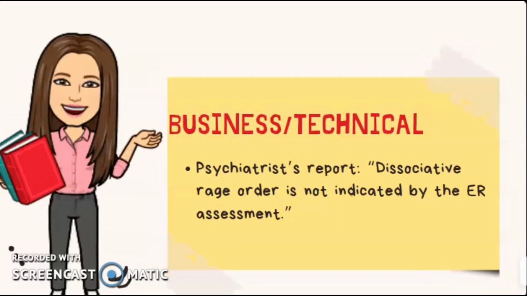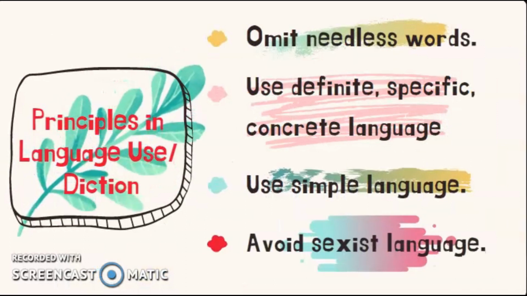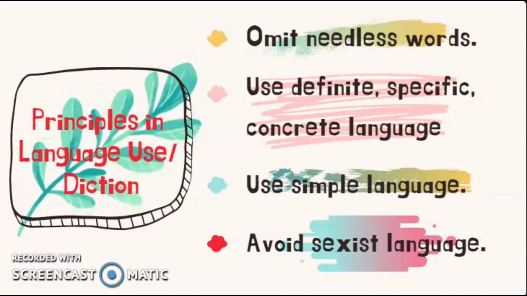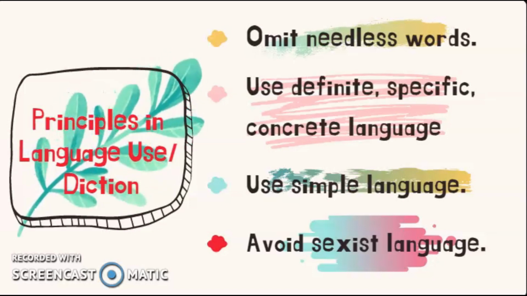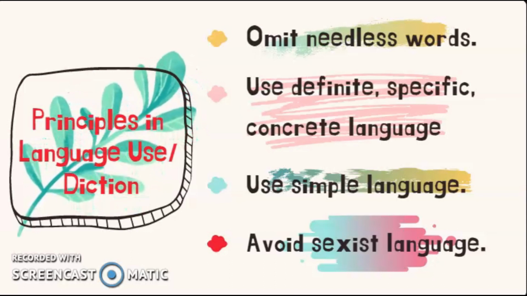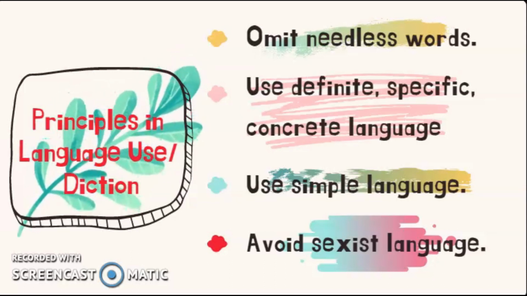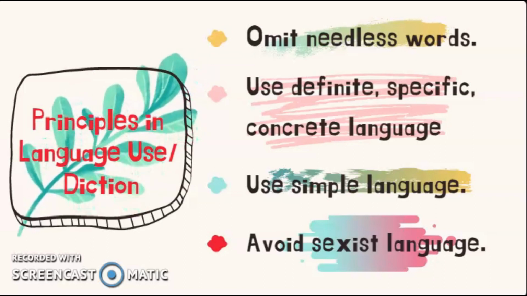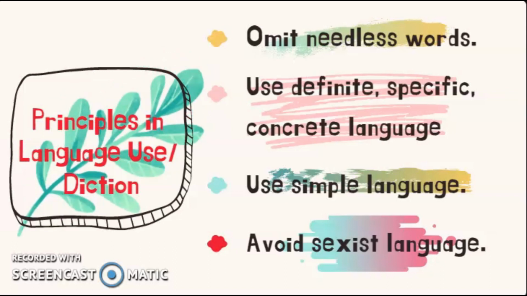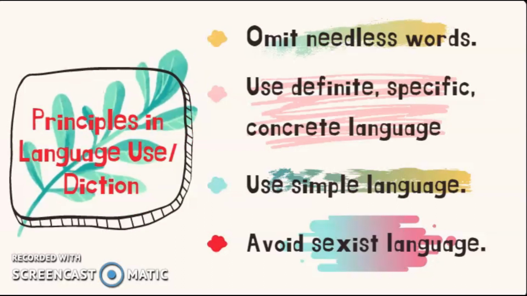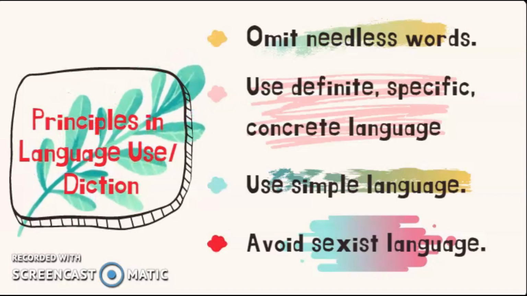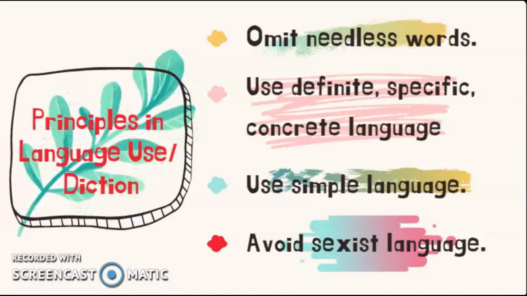Aside from all these things, we also have to remember the different principles in language use or diction. The first one is, we have to omit needless words. We have to write briefly but substantially. When your sentence contains words that do not bring any action, remove those words and make sure that every word plays a purpose. The next one is, use definite, specific, and concrete language. When reading, would you prefer to read about something vague and general rather than one that is concrete and specific? Remember that the more specific you discuss and write about the topic, the better your readers will understand it.